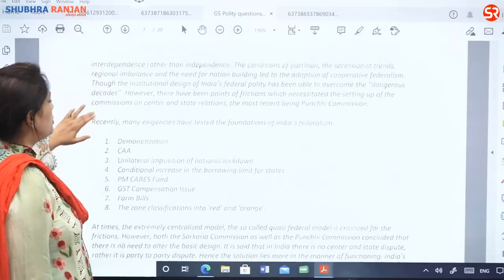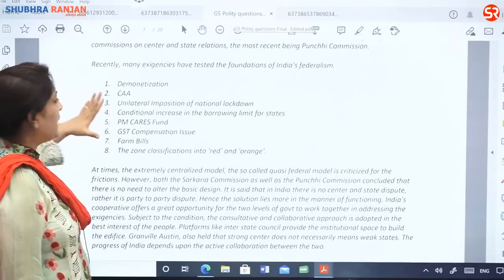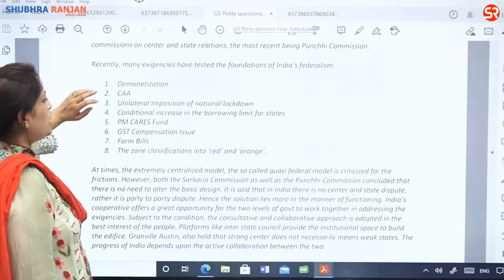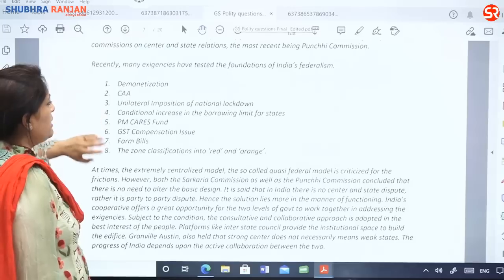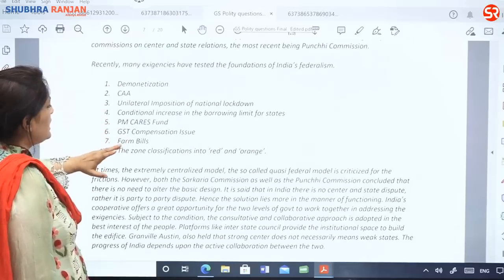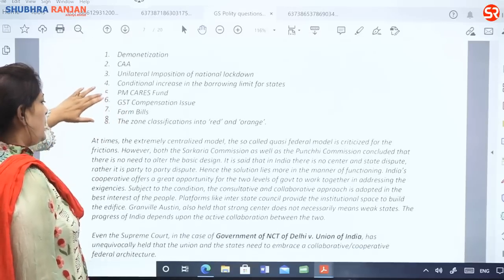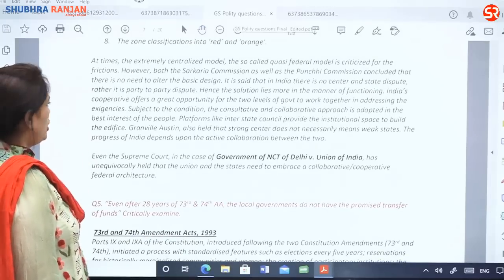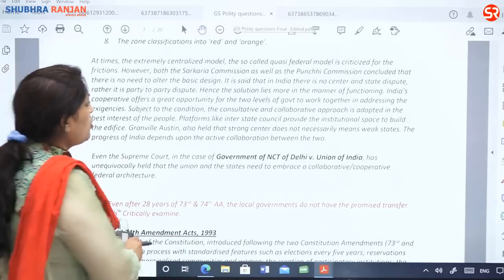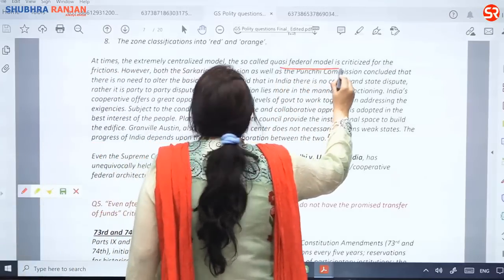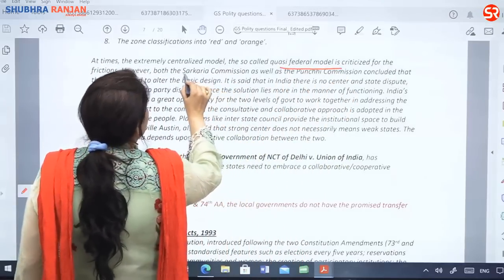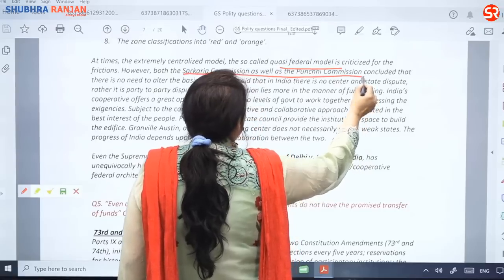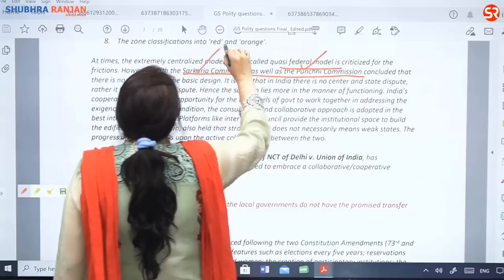Then recent issues which have created tensions: demonetization, CAA, unilateral lockdown, conditional increase in the borrowing limit for states, PM Care Fund, GST, Farm Bill. At times the extremely centralized model, the so-called quasi-federal model, is criticized. Both the Sarkaria Commission and the Punchhi Commission, whenever a question on center-state relations comes, see whether you can fit in these two.